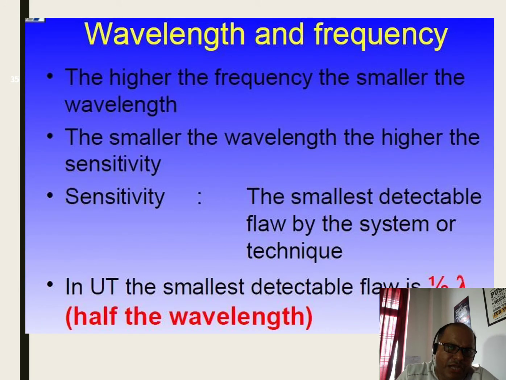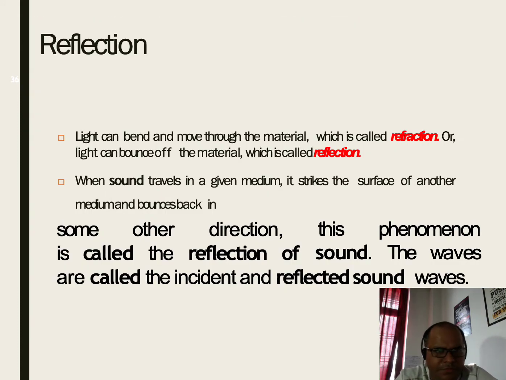Wavelength and frequency: the higher the frequency, the smaller the wavelength. The smaller the wavelength, the higher the sensitivity. Sensitivity is the smallest detectable flaw by the system or technique. In UT, the smallest detectable flaw is 1 by 2. It means the smallest detectable capacity of ultrasonic testing is 1 by 2, which means half of the wavelength. It is a very important topic.